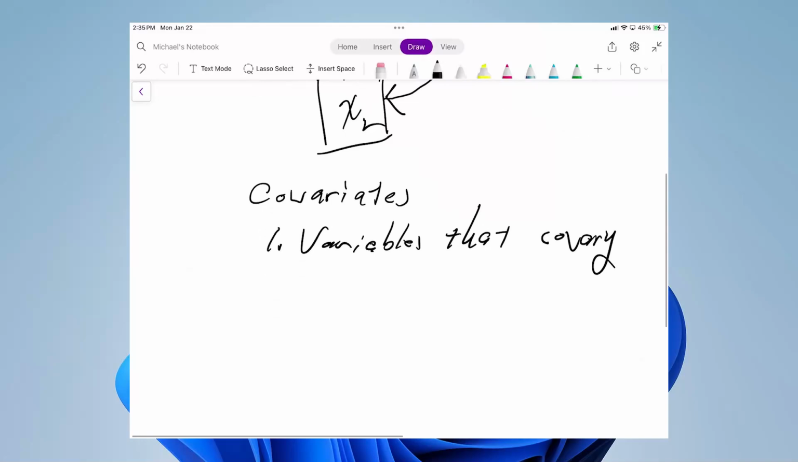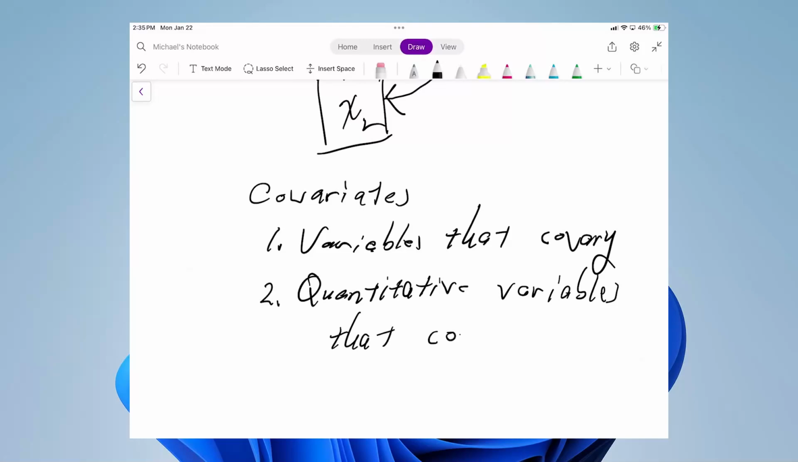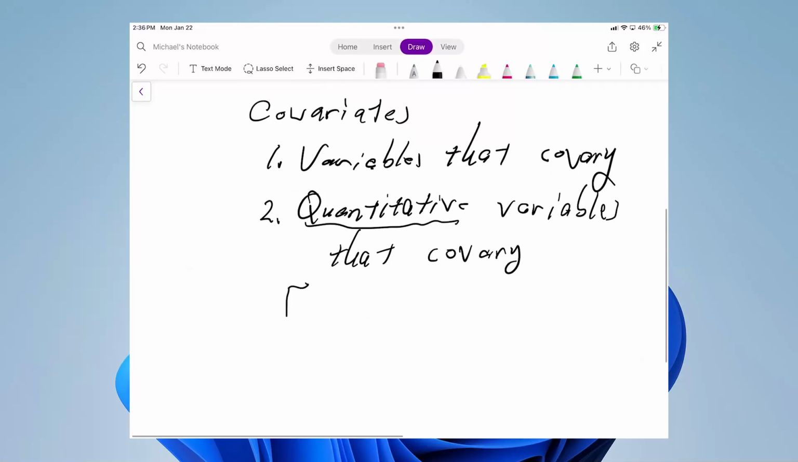A little bit more specific definition is quantitative variables that covary. Now, why would we do that? Well, if you have quantitative variables that covary and call them covariates, then what do you call the categorical variables that covary? Those are typically called, we'll put this down here in brackets, categorical variables that covary are often called factors.